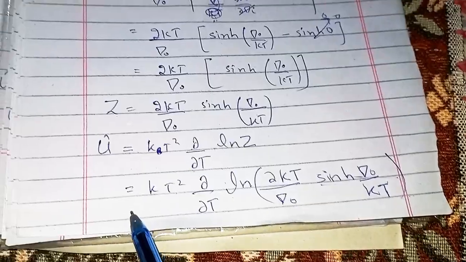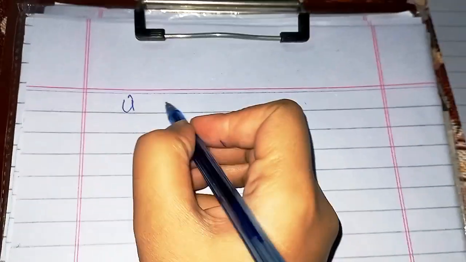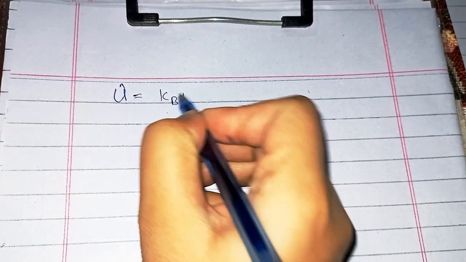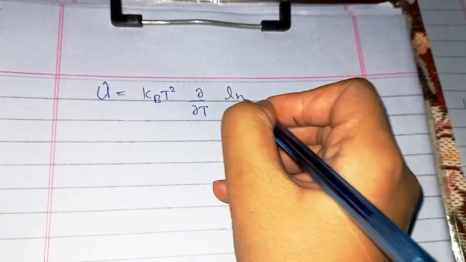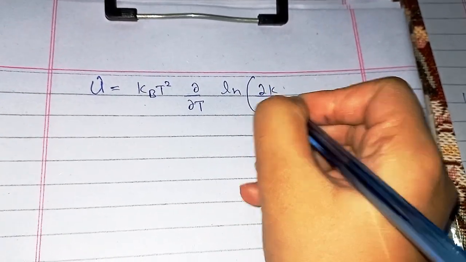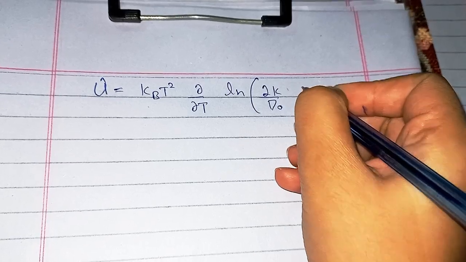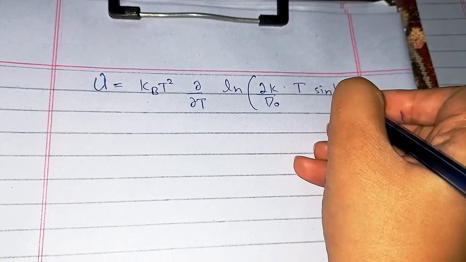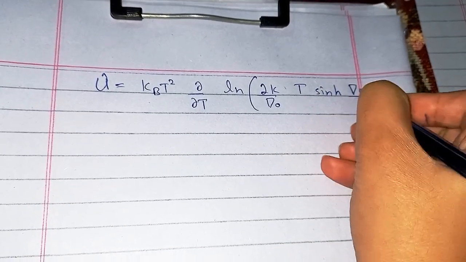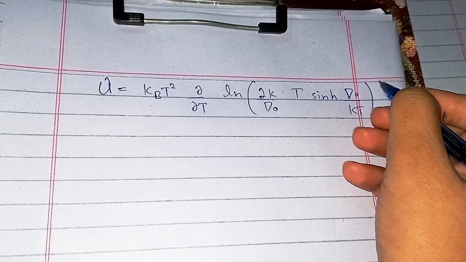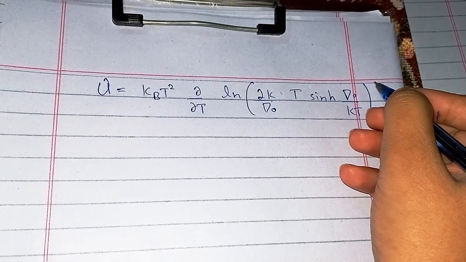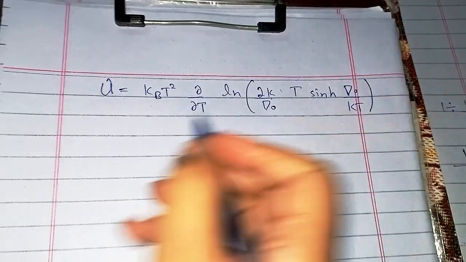Okay, let me write it on the next page. U bar equals kb T squared partial by partial T natural log of 2k by delta naught, I'm writing it separately, and T sine hyperbolic of delta naught by kT. Okay, so yeah, that is it.